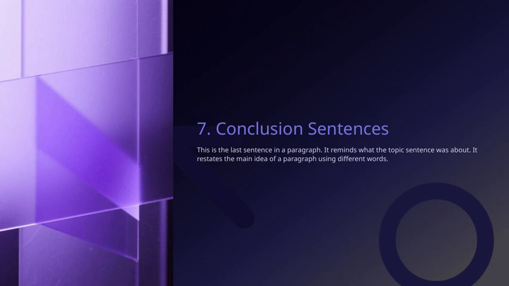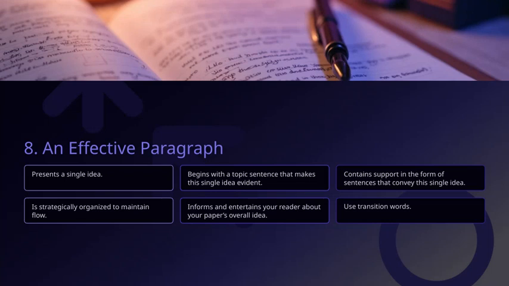Remember, a good conclusion sentence ties everything together, making the paragraph feel complete and connected to the overall theme of the presentation. So, in essence, these sentences serve as a summary and a bridge to the next point. Now, let's talk about what makes an effective paragraph. First and foremost, it should present a single idea. This helps keep your writing focused and clear.